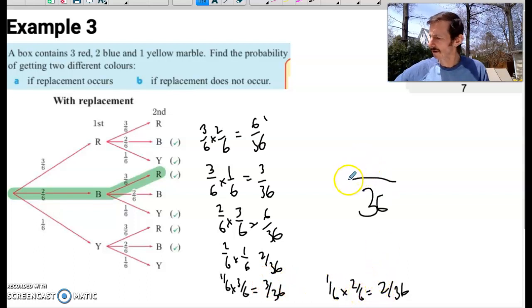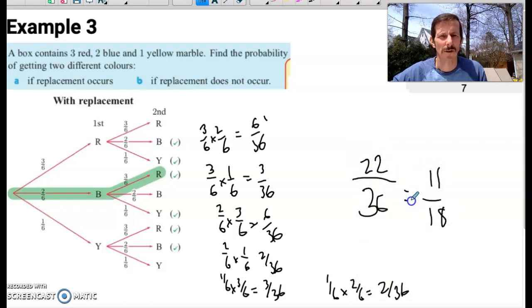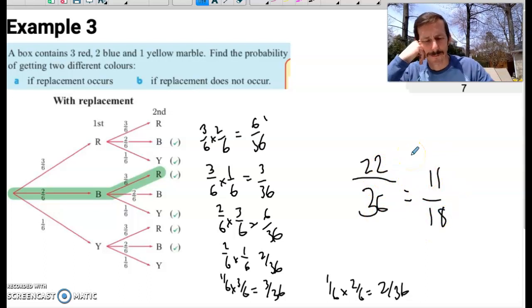If I added those up correctly, which I'm not sure I did. So 6, 9, 15, 17, 22. 22 over 36, which will reduce to 11 out of 18. So both of those divide by 2. So that's the chance of it happening if I put it back.